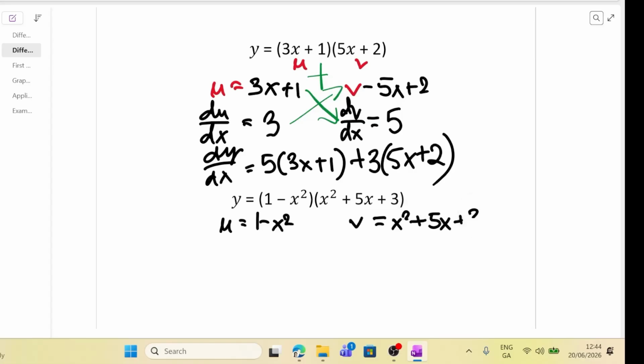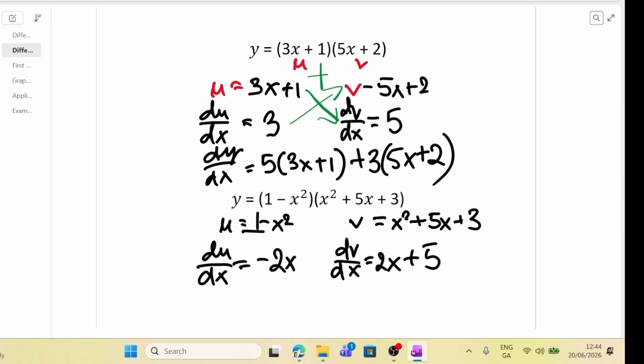Now let's differentiate that again. So du over dx, the derivative of this, will be just minus 2x. Remember, the derivative of 1 is just 0. And then for my dv over dx, I have 2x plus 5. And then again, I do the cross multiply and add them together.